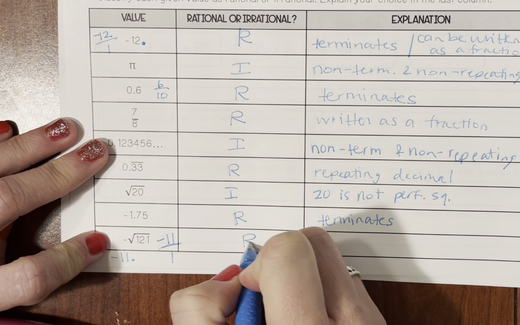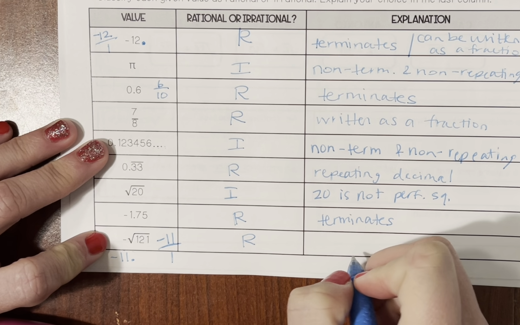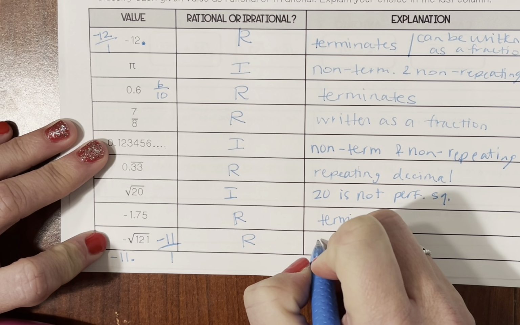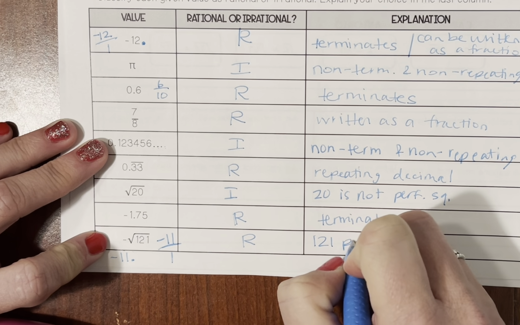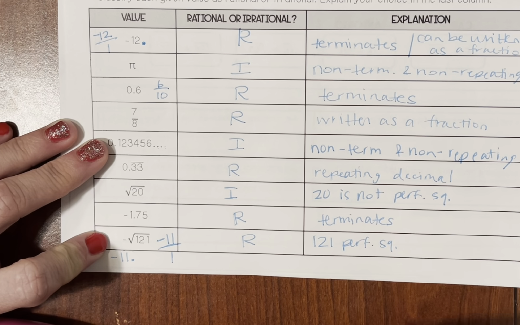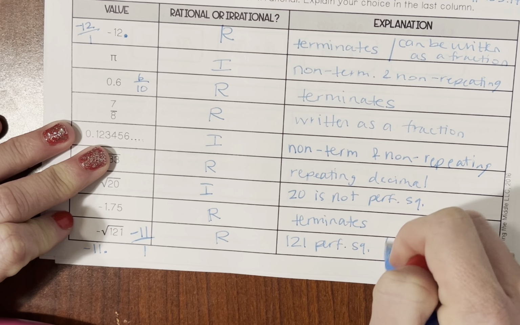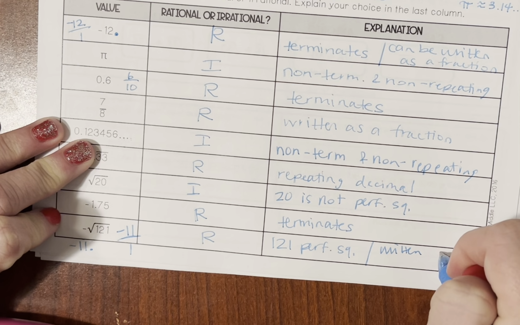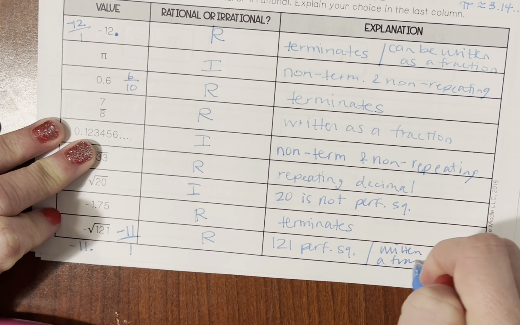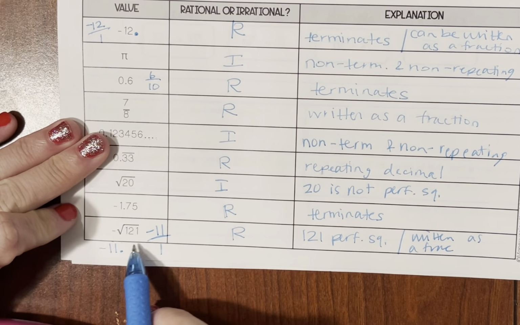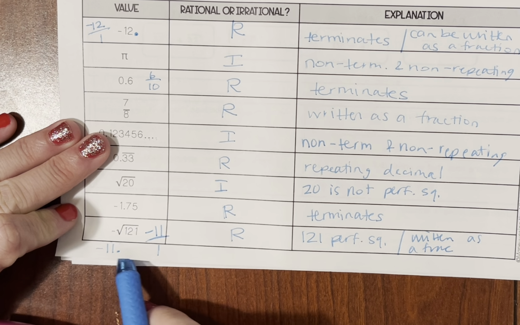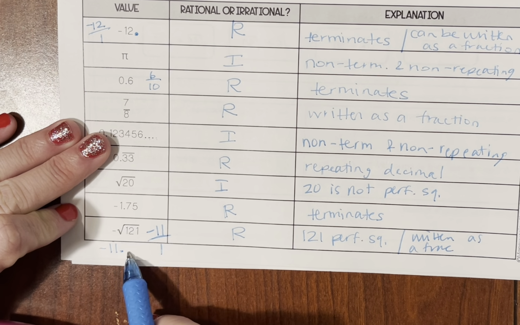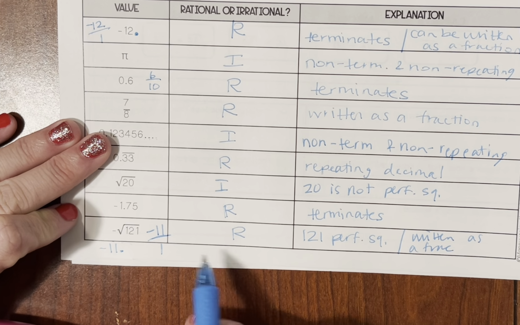So this is rational. There's a couple reasons why we can say it's rational. First of all, we could say it's rational because 121 is a perfect square. It's 11 times 11. We could also say it's rational because it can be written as a fraction. I wrote it as -11/1. The last reason, I don't have room, but we could also say that it's a terminating decimal because it actually equals -11 point. You could put a 0 there, but there's no other digits that are going on beyond there.